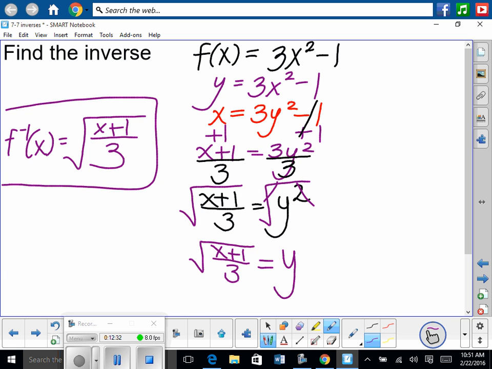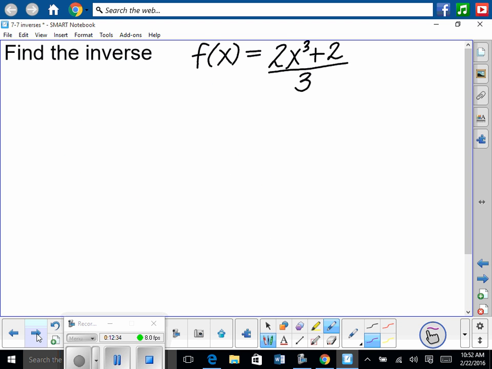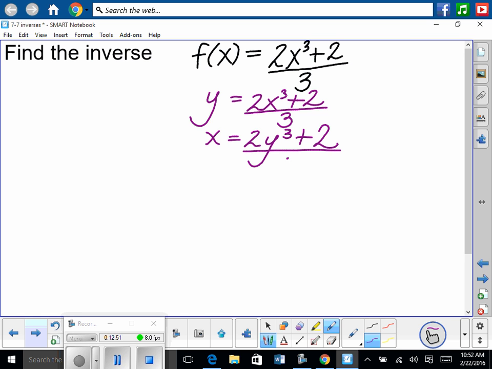Questions? Next one. Stay with me, guys. Do not zone out. Okay, here we go. So we have y is equal to 2x cubed plus 2 divided by 3. Switch x and y. x is equal to 2y cubed plus 2 all over 3. Okay, let's solve for y algebraically. What would you say my first step is? Think very carefully about this.